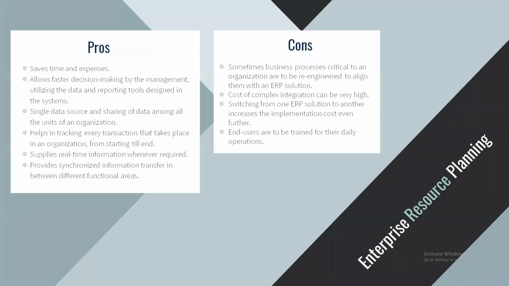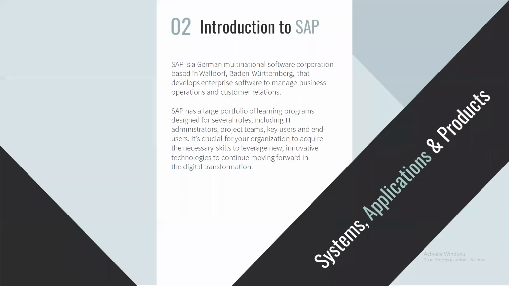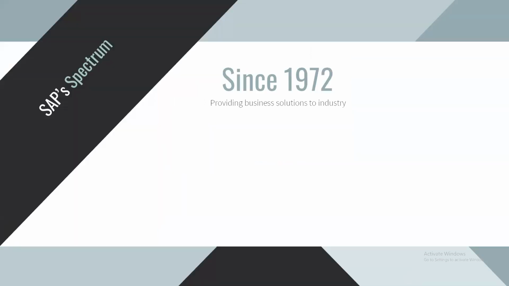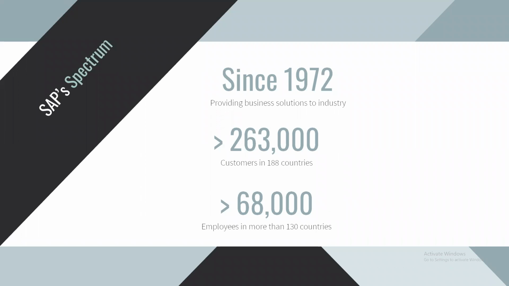So now I'll jump directly to SAP. It's one of the biggest ERPs in the market, and it helps big giants and technology organizations, and every other big company. This is a small history of SAP. It started providing business solutions in 1972, and it has 263,000 customers in 188 countries, and more than 68,000 employees in more than 130 countries.